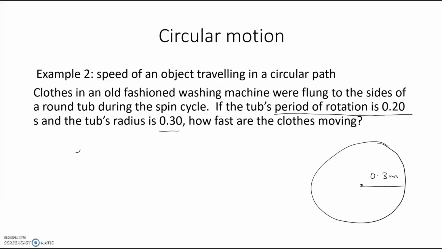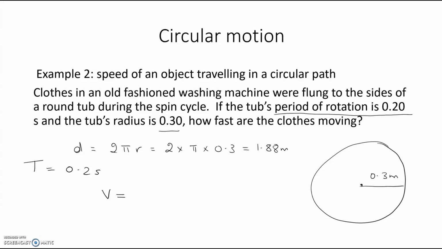So the distance is going to be the circumference, which would be 2 pi r. In this case, it's 2 times pi times 0.3, which is approximately 1.88 metres. So they're being spun round that distance. Now the time taken is 0.2 seconds. So the speed of the clothes is going to be the velocity.